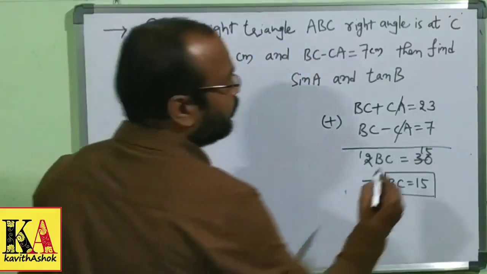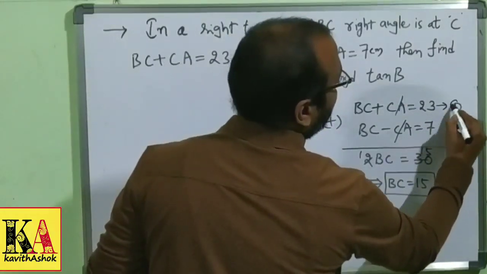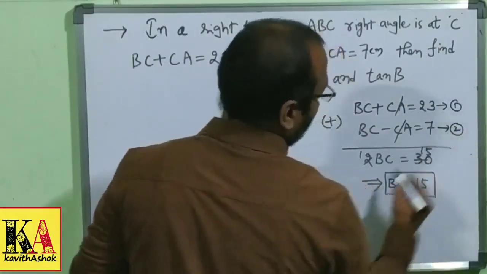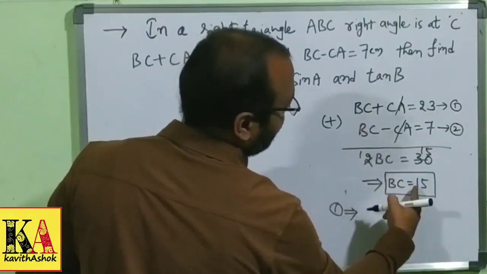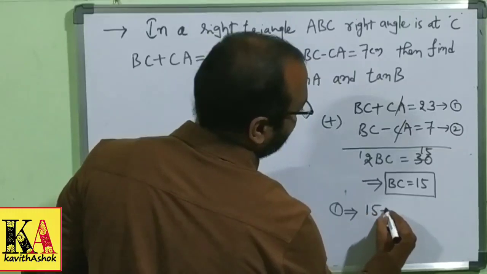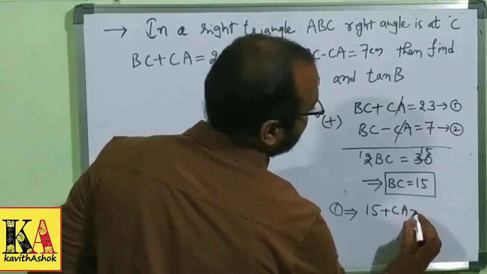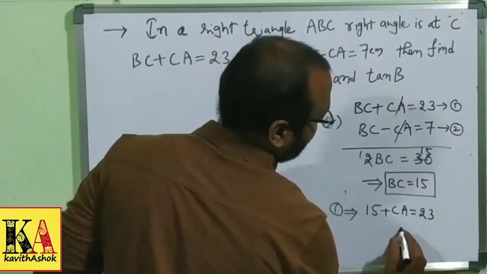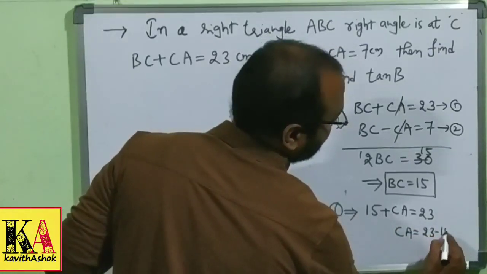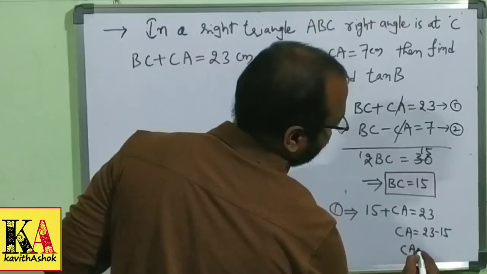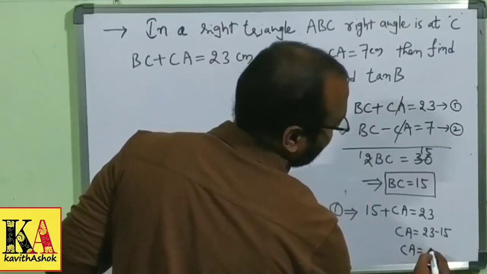Now if we take this as equation number 1 and this as equation number 2, in equation 1 in the place of BC we will replace 15. 15 plus CA is equal to 23. CA is equal to 23 minus 15, and CA is equal to 8.